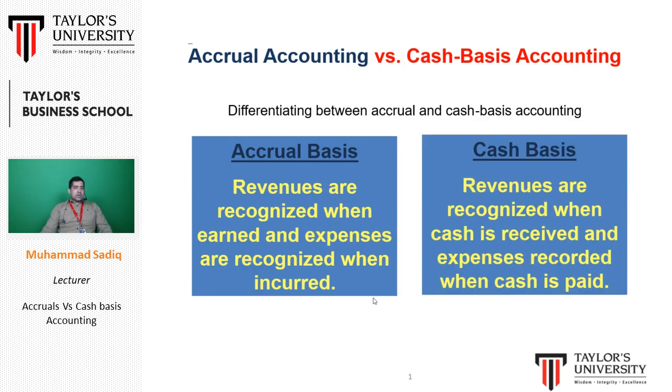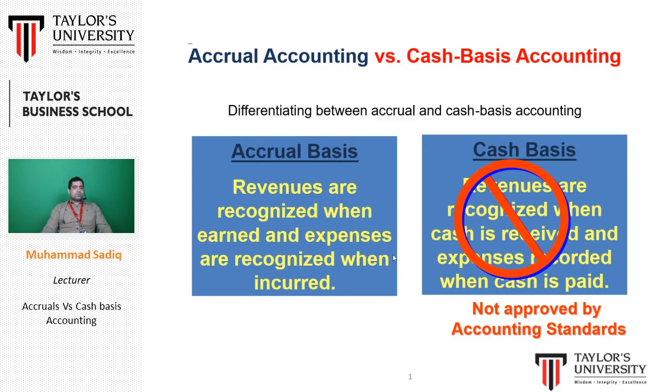For cash basis accounting, we only record our revenues when we receive cash from our customer, and we only record our expenses when we pay cash. This is a difference from accrual basis accounting, because in accrual basis accounting we record our revenue when we earn it. It doesn't matter whether we have received the cash or not. Also remember one thing: cash basis accounting is not approved by the accounting standards.